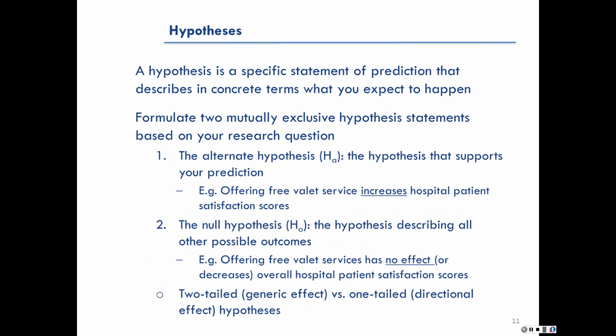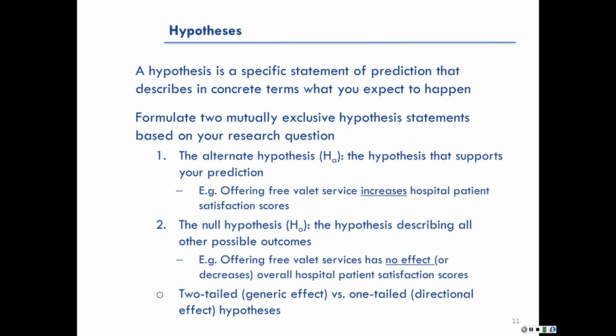A hypothesis is a specific statement of prediction that describes in very concrete terms what you expect to happen. Typically, what we do is formulate two mutually exclusive hypothesis statements based on our research question. The first is called the alternate hypothesis, and this is the hypothesis that supports your prediction. For example, based on our previous research question: offering free valet service increases hospital patient satisfaction scores. That's something we can test.